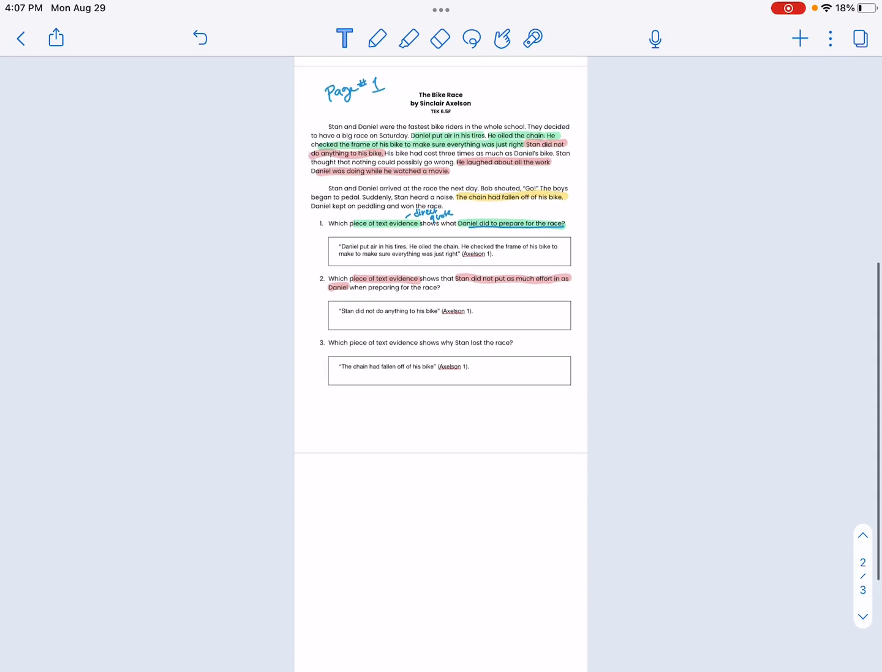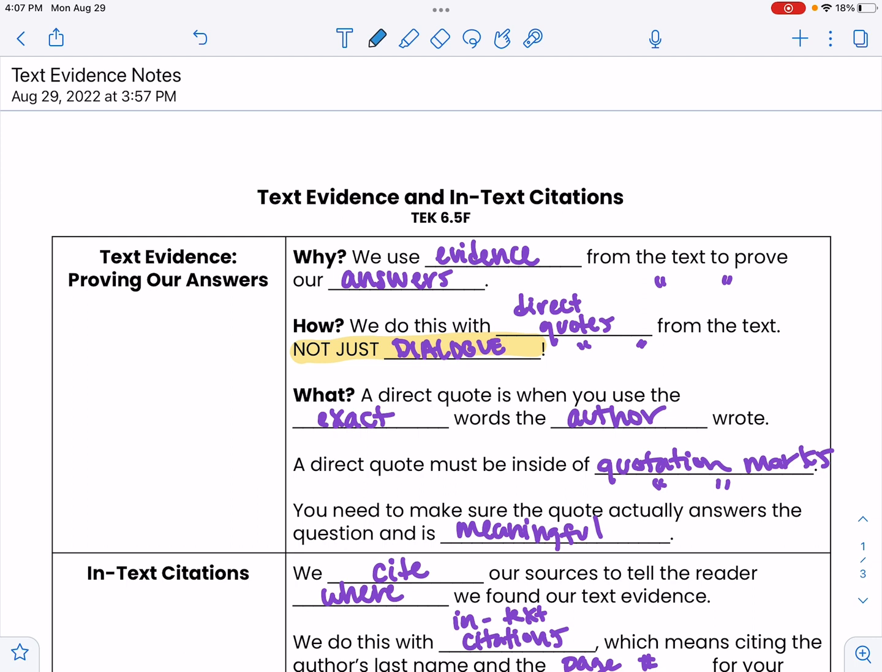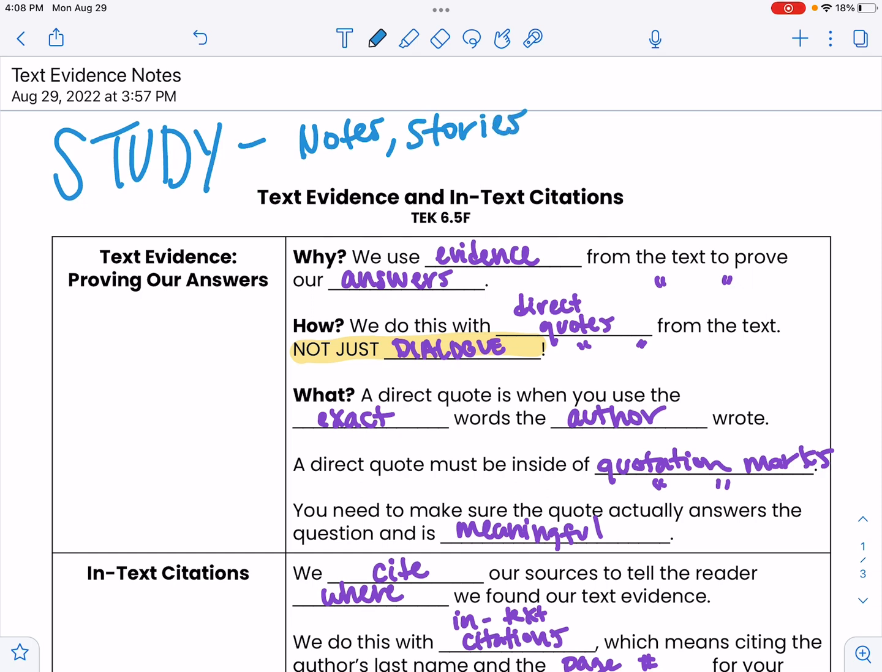Okay? This worksheet is going to go in the study section of your binder. So remember, study section is for notes and stories. This is some notes, so it goes into the study section of your binder. You can go ahead and pause this video as you put this in your binder and then get ready to hit play when you're ready for the next set of instructions.